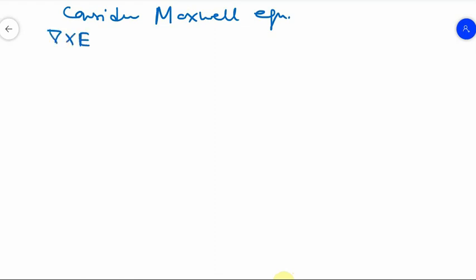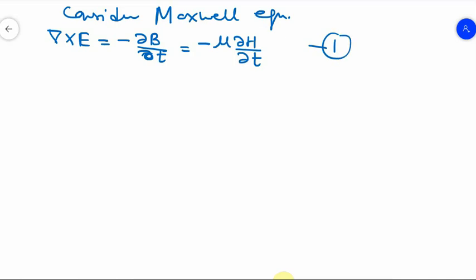Let us do the derivation. Consider the Maxwell equation. Everywhere it is very important. Del cross E equals what? We can write minus del B upon del T, and that is equal to, in place of B we can put mu H, so it is minus mu del H upon del T. Okay, and this is your equation 1.